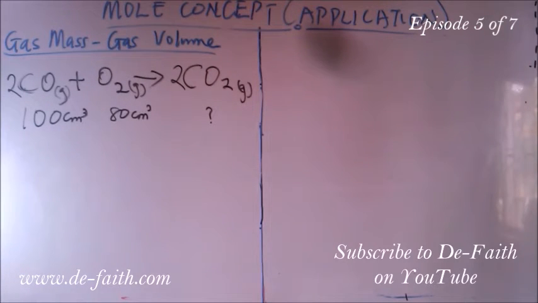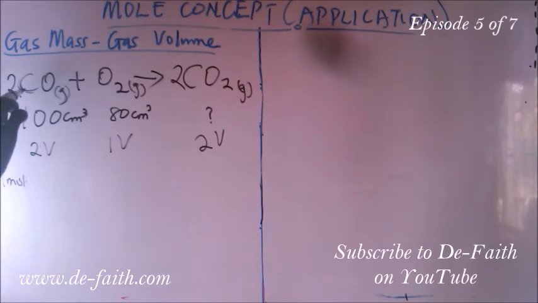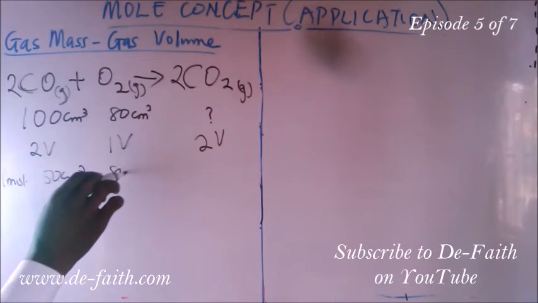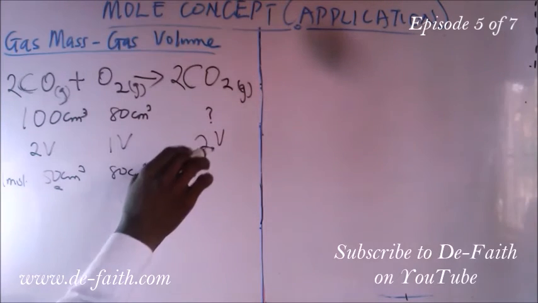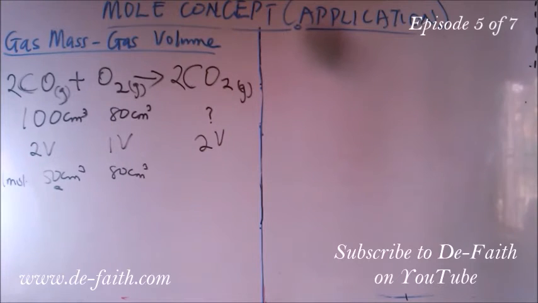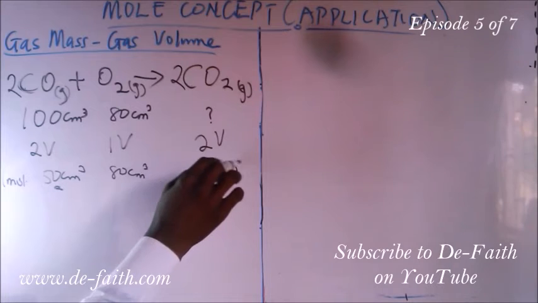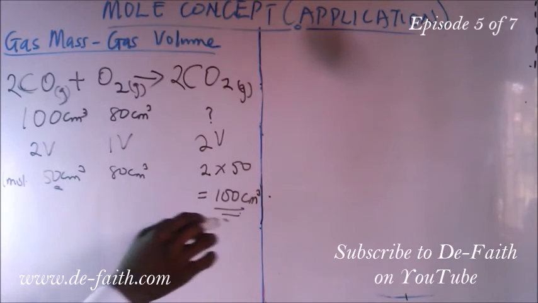Now let us get our volume ratio. We have 2 volumes of CO, we have 1 volume of oxygen, and we have 2 volumes of CO2 for 1 mole of each. 1 mole of carbon 2 oxide is 50 cm cubed, and 1 mole of oxygen is 80 cm cubed. Hence, we are going to make use of that of CO because it is lower to get the volume of the product. So for the product, we have 2 volumes times 50, and that is 100 cm cubed.